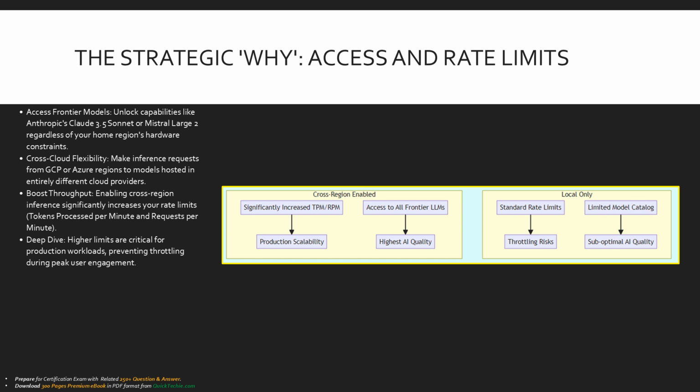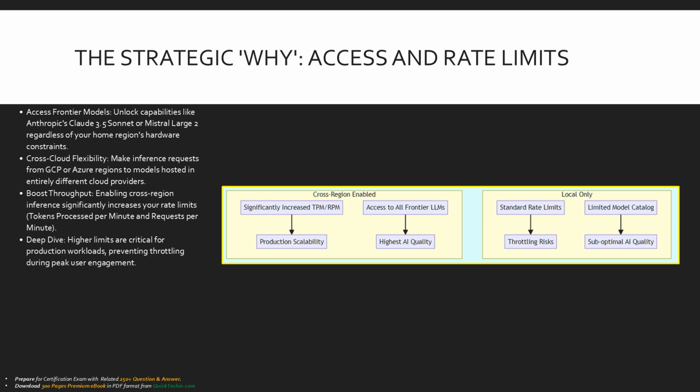When you configure your account to allow cross-region inference, Snowflake significantly increases your API rate limits for both tokens processed per minute and requests per minute. For example, a model's limit might jump from a few thousand tokens to hundreds of thousands of tokens. If you are building a production-grade conversational app, this increased throughput is absolutely vital to ensure your users don't experience frustrating too many requests throttling during peak traffic.